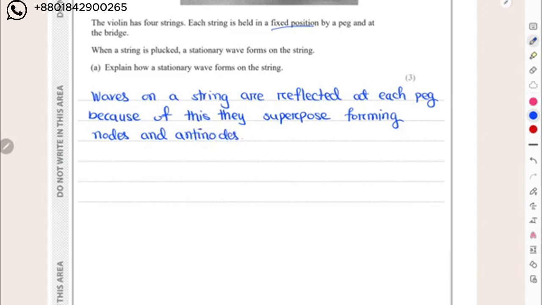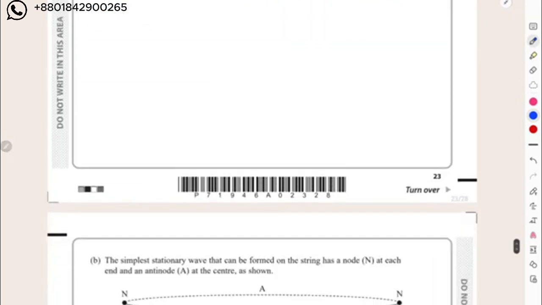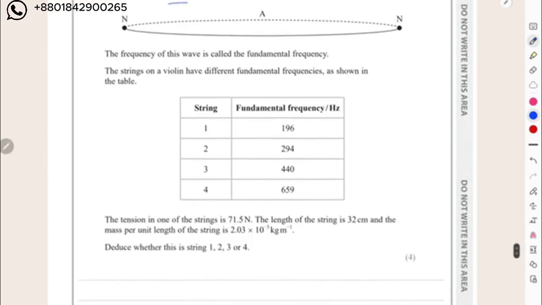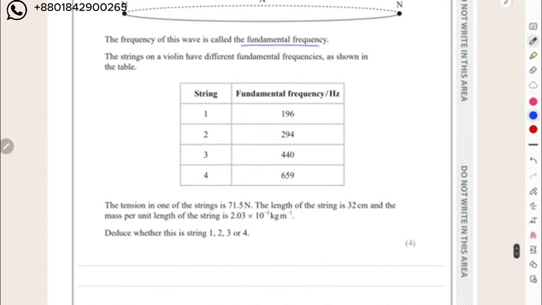And antinodes. Yeah, so this is it for question 18b. We'll move on to question 18c. The simplest stationary wave that can be formed on the string has a node at each end and an antinode at the center as shown. The frequency of the wave is called the fundamental frequency.